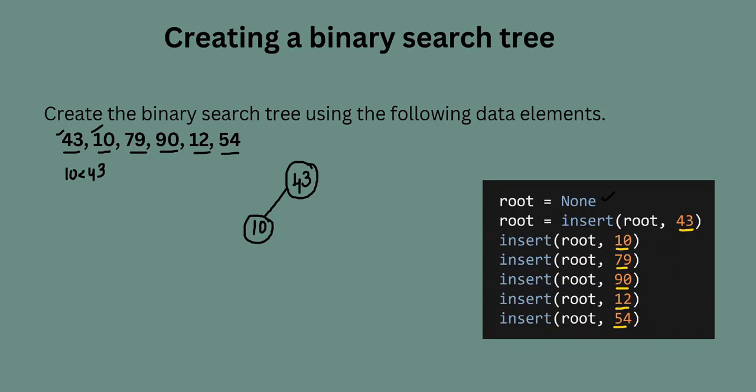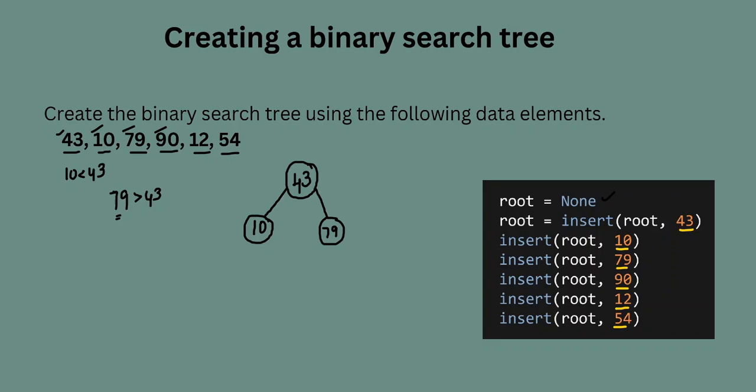And the next element is 79. Since 79 is greater than the root node key value 43, it must be inserted on the right subtree. So this 79 will be inserted here. And the very next element is 90.